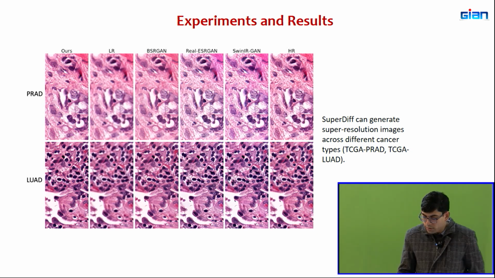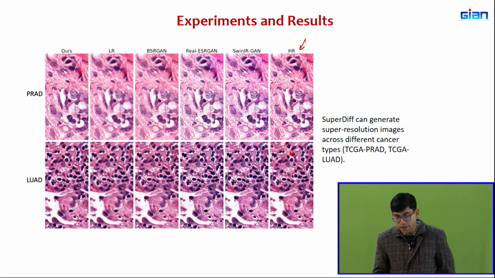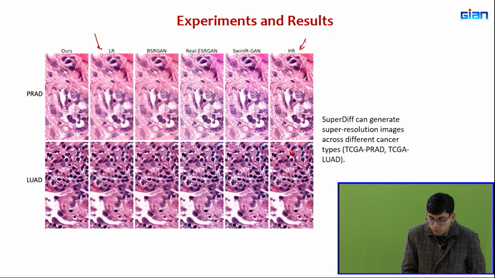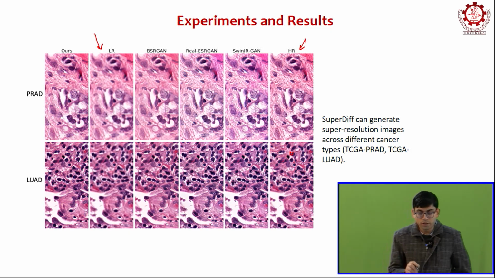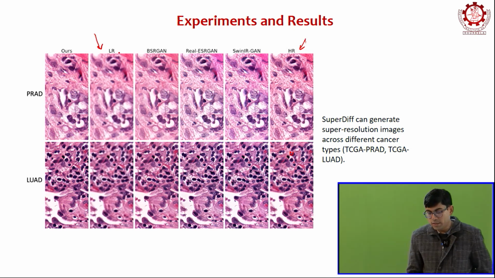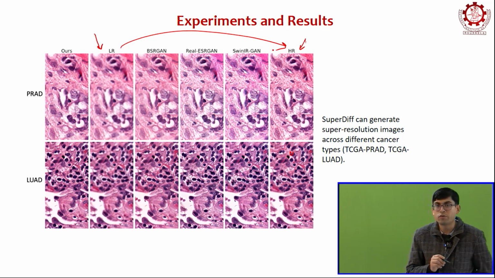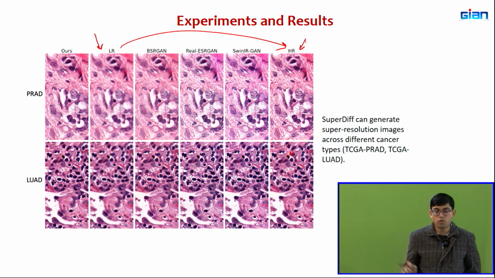So HR stands for high resolution. These are the original high resolution images. You can clearly see that the structure of the nuclei is quite clear. You see what's happening with the other tissue regions and so on. You see the dark nuclei here. For the lung cancer case, these are the low resolution images in the second column. So the goal is to develop techniques that can take your low resolution images and generate these high resolution images. That's what we want to do.